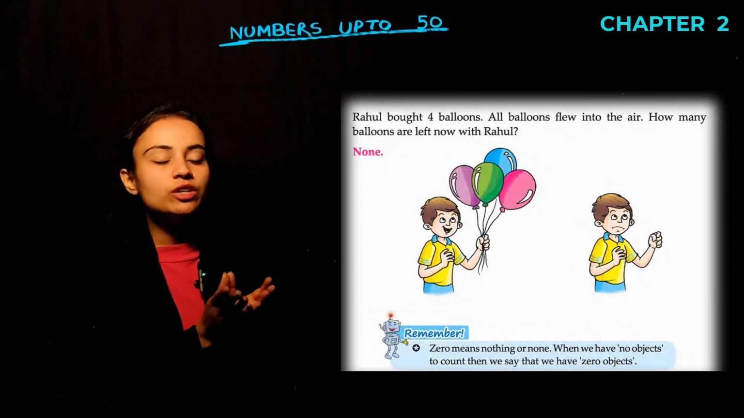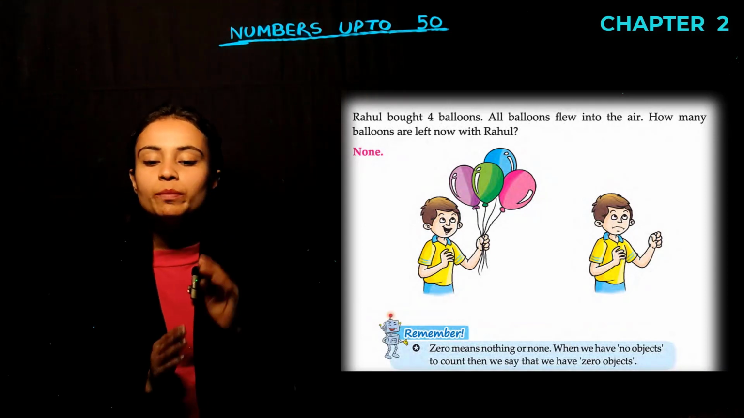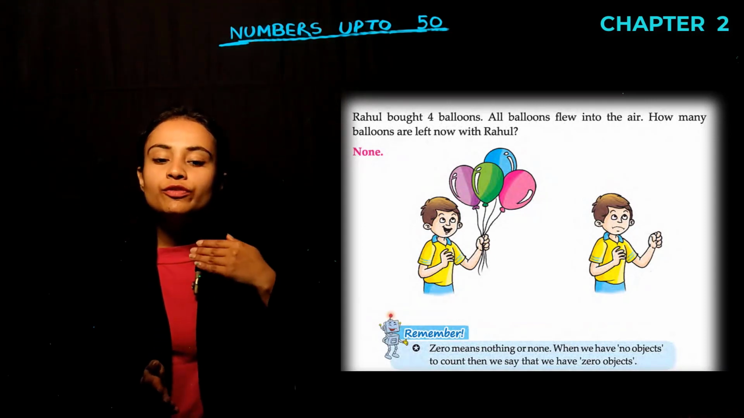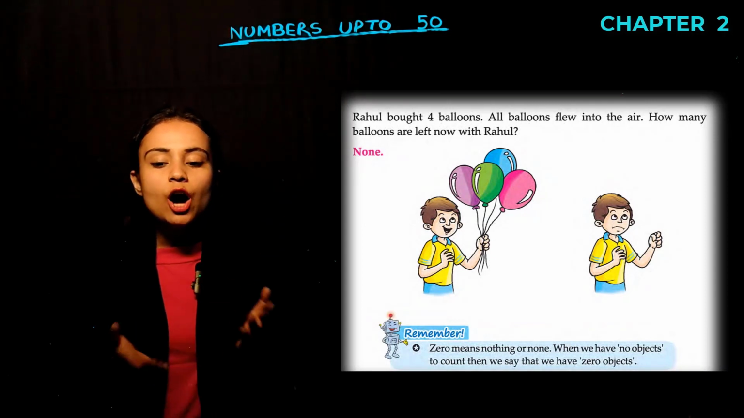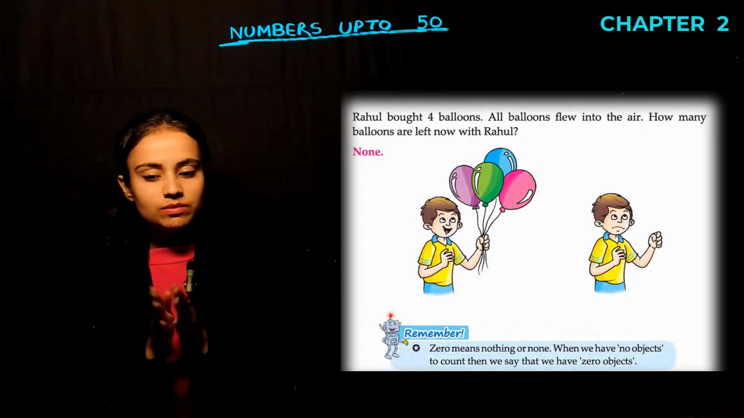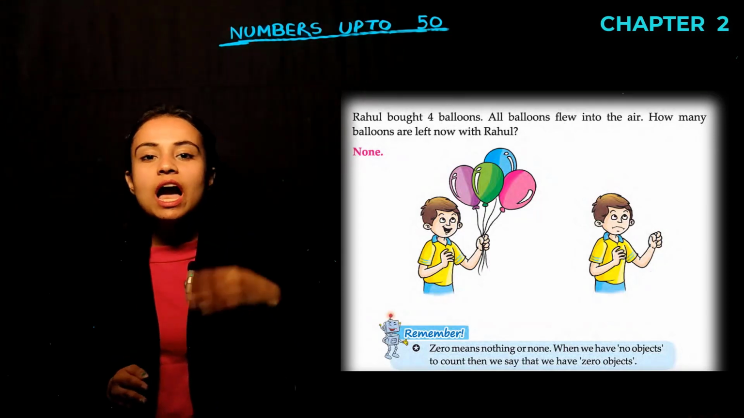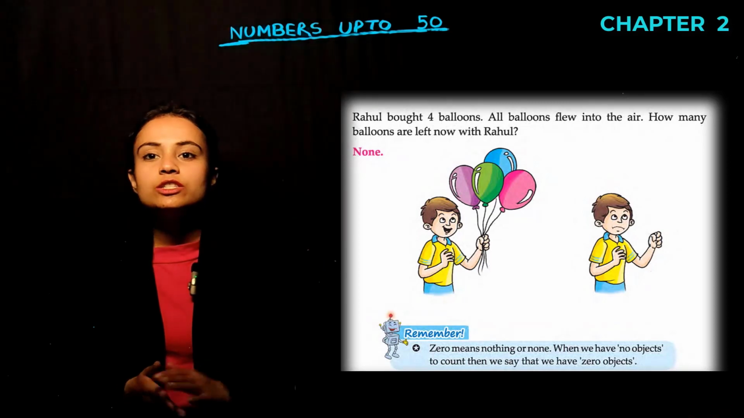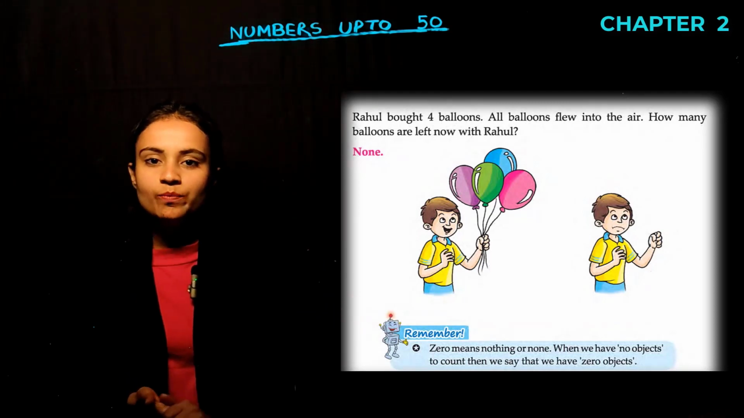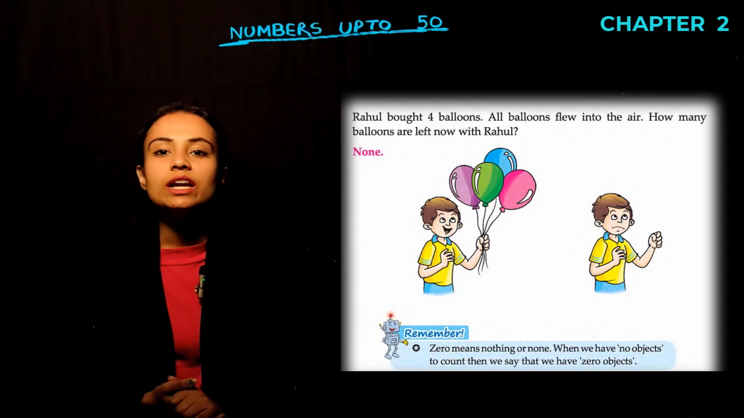Here in the picture we can see Rahul bought 4 balloons. All the balloons flew into the air. Then how many balloons are left with Rahul? Since he had 4 balloons and all of them flew away, nothing is left with him now. So we write 0 balloons are left with him.